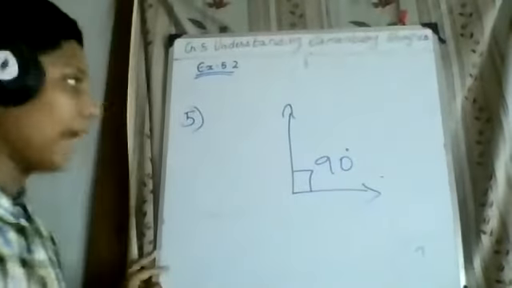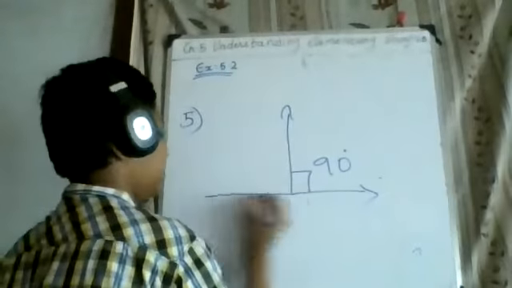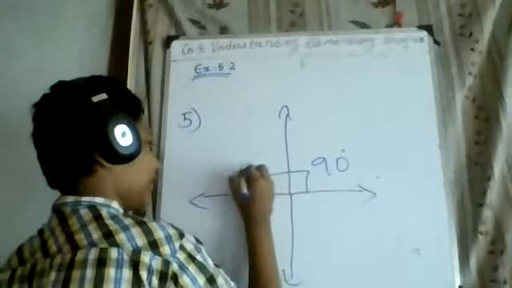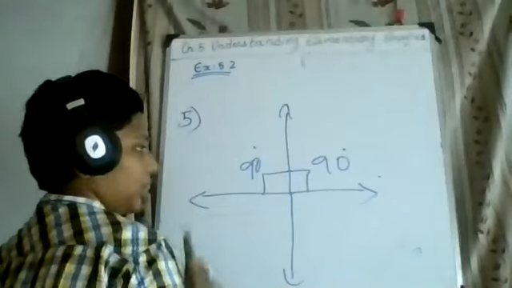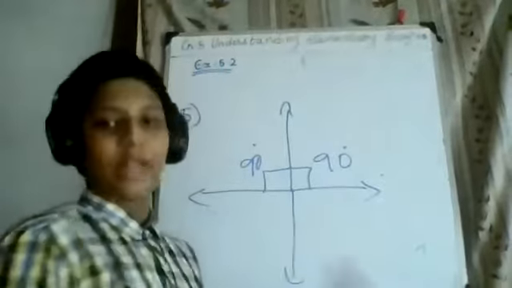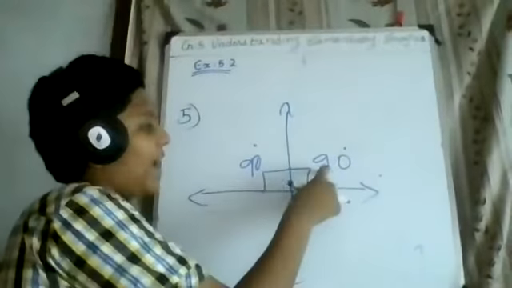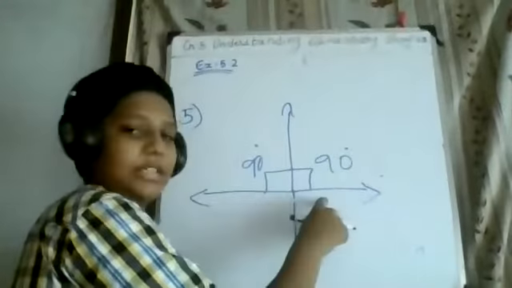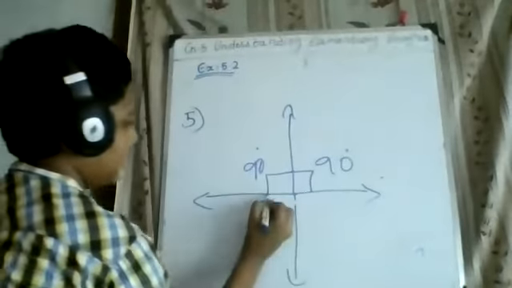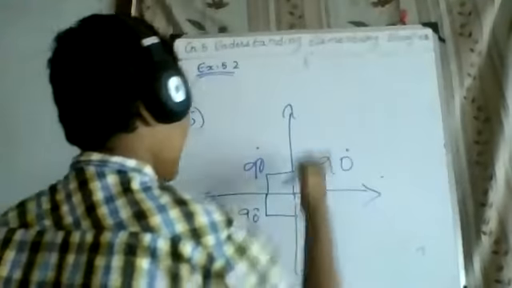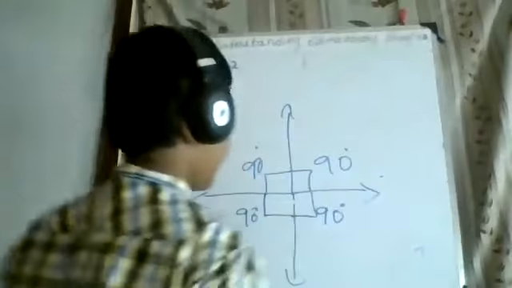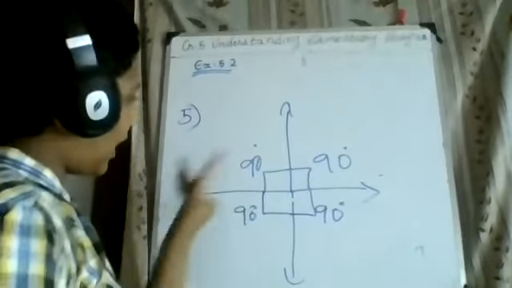Okay, see, this is a right angle. And if we draw one more extension like this, this will also become a right angle. In a straight line, if you draw a perpendicular line, it will form 2 right angles. If this is a straight line, here it will form 90 degrees, and the opposite side will also become 90 degrees. Now all are 90 degrees.